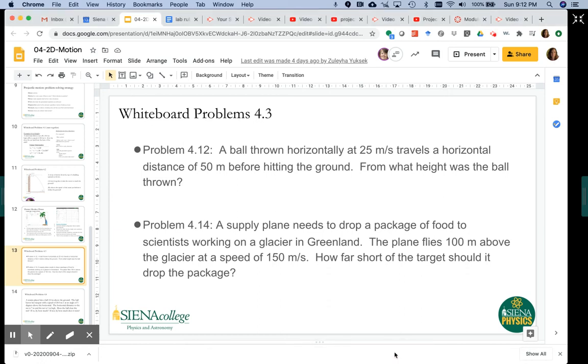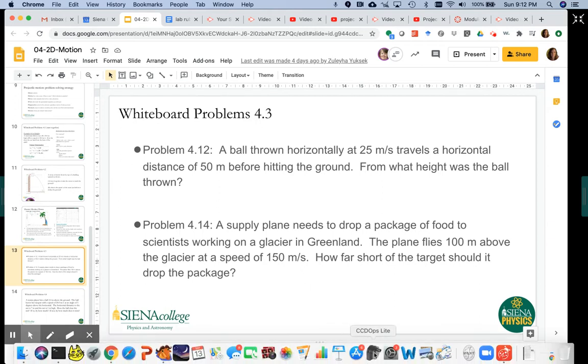Okay, another projectile problem. We're going to look at a supply plane that needs to drop a package of food to scientists working on a glacier in Greenland. It's interesting. The plane flies 100 meters above the glacier at a speed of 150 meters per second. How far short of the target should it drop the package? All right, that's a lot going on, but it seems like it's going to be a fun picture to draw.